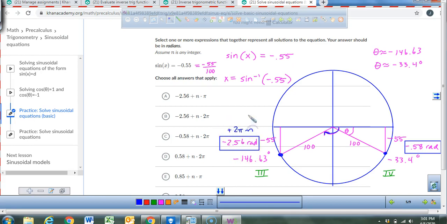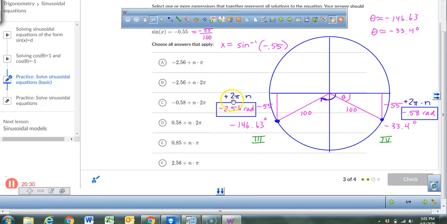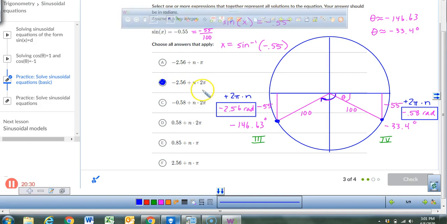And on this one, we also add 2 pi times n. So I'll put a little plus. That's all I'm looking for. I'm looking for two answers. Negative 2.56 radians plus 2 pi n. Oh, here we go. Looks like we got answer choice B: negative 2.56 radians plus 2 pi n. And the other one is negative 0.58 plus 2 pi n. Because once again, our two answers are going to be in quadrant 4 and quadrant 3 for this particular problem. So I'm going to choose B and C for this problem.